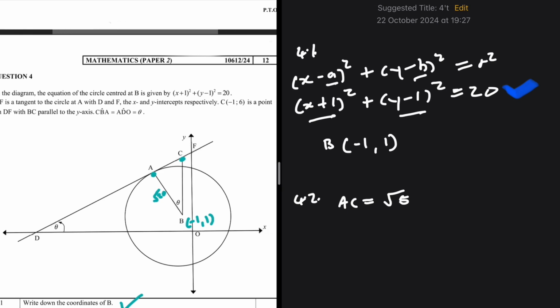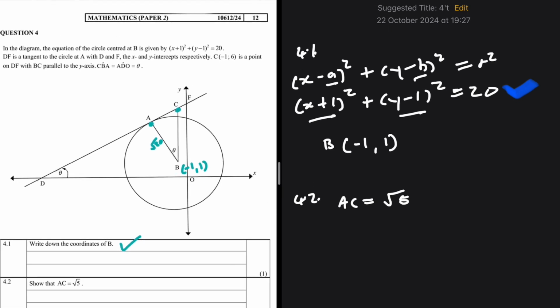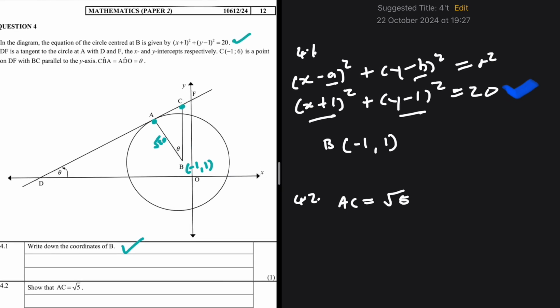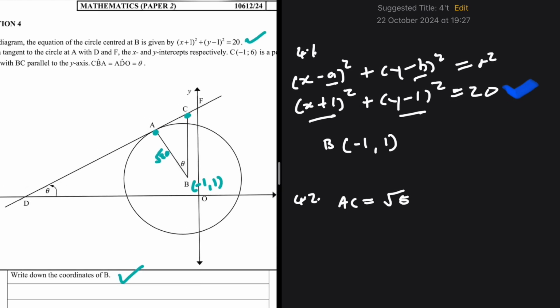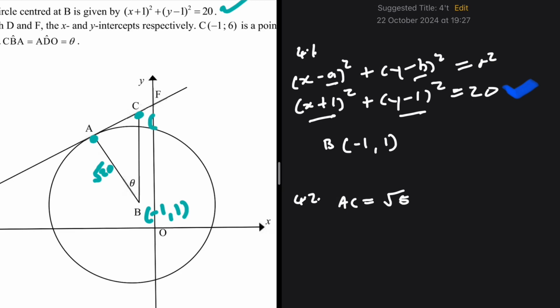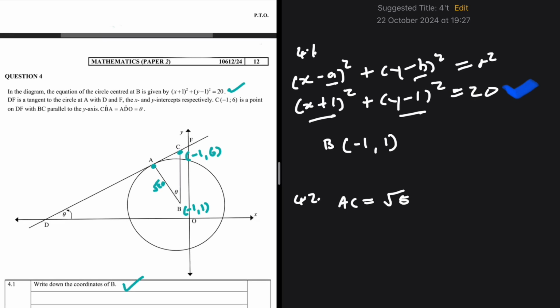Right, so in the diagram, the equation of the circle centered at B is given by the equation I've been using. DF is a tangent to the circle at A with D and F the x and y intercepts respectively. So D is the x-intercept and F is the y-intercept. C is a point on DF, and we are given the coordinates of C: (−1, 6). It is a point on DF with BC being parallel to the y-axis. And then what else?